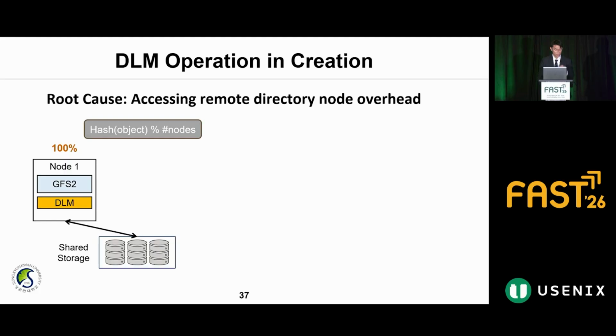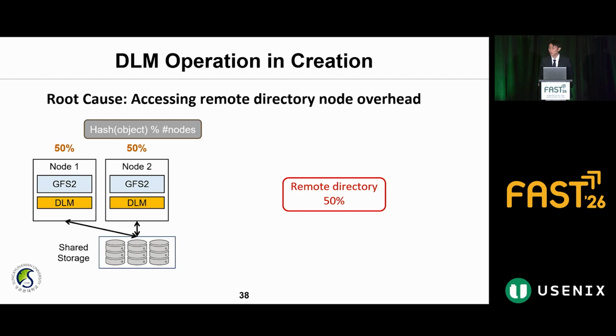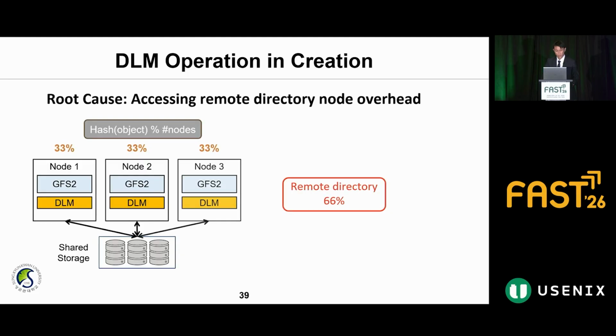Look at this example. If there is only one node in the cluster, then every file's owner and every file's directory should be node 1 itself. So there is no probability of accessing a remote directory node. But what about 2 clients? Then the percentage of remote directory node should be 50%, because the hash of objects should distribute directories equally. And if there are 3 nodes, then it will be 66% remote directory node.